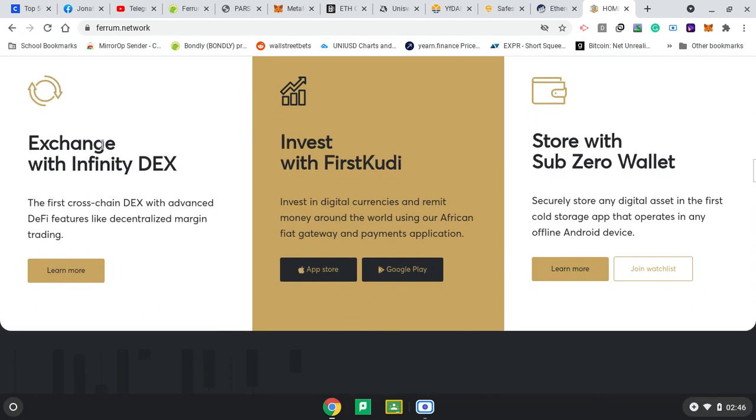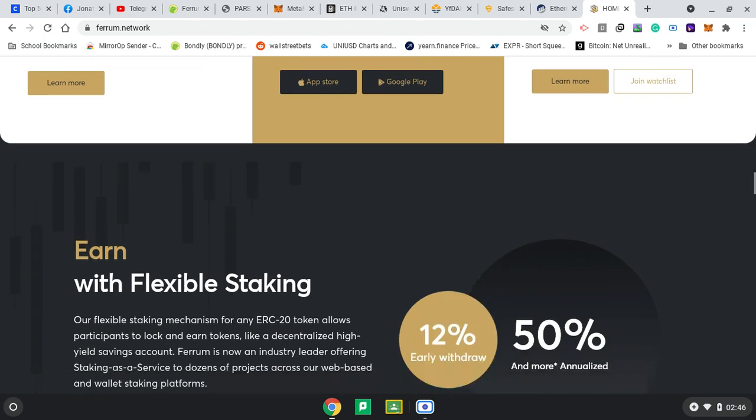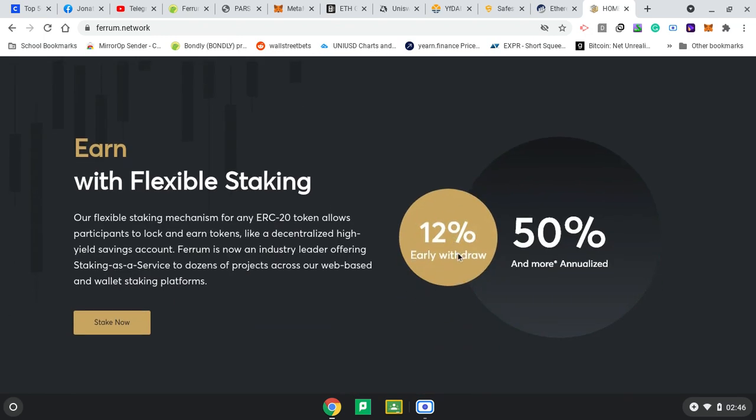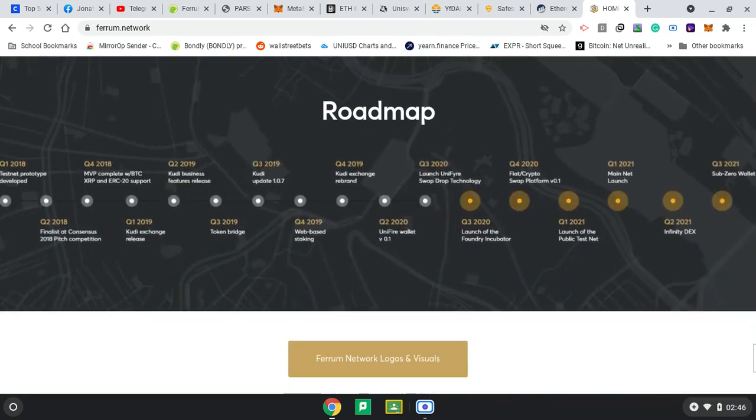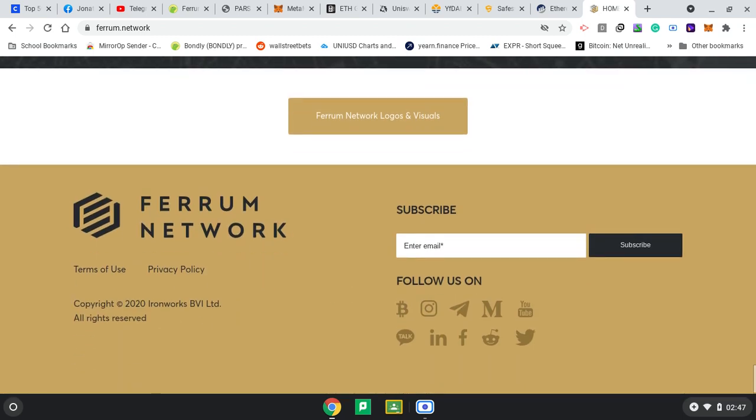What else have you got? So exchange with Infinity Dex, invest with First, store with Sub-Zero Wallet, and with flexible staking, 12% early withdrawal, 50% and more. Yeah, so I don't know much about them to be honest, but let's see the roadmap. So launched for a while, and we're around here, isn't it? Launch of the public testnet. Launch of the Foundry Incubator. So they're still launching, still early days.